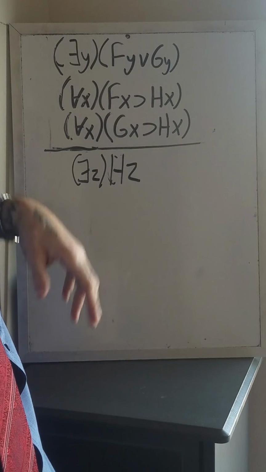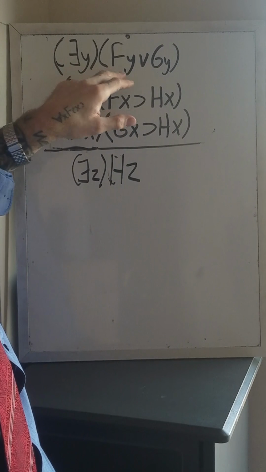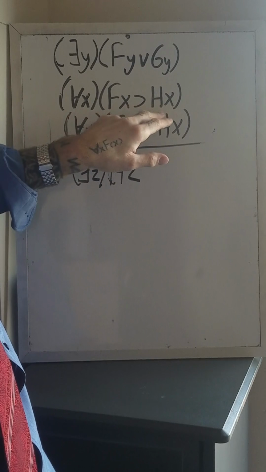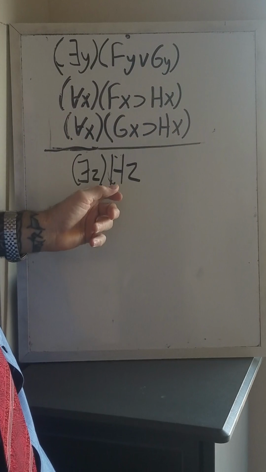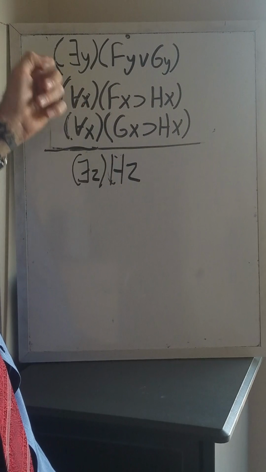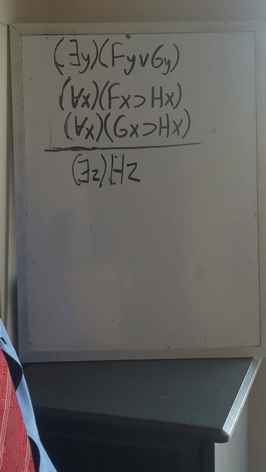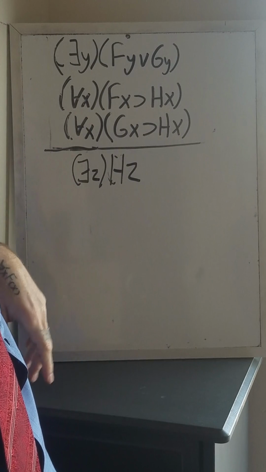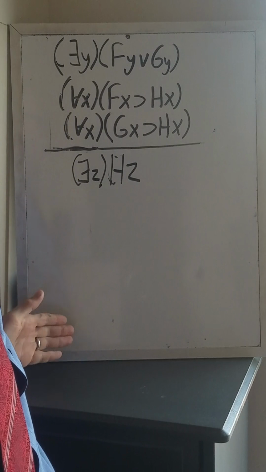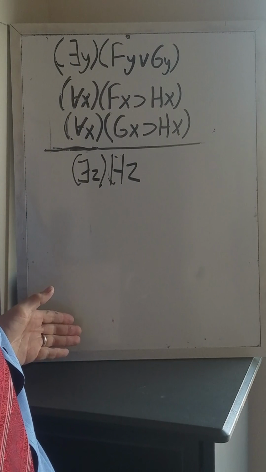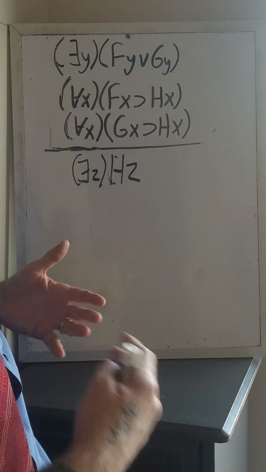And that sounds right. This thing, whatever it is, it's F or G. If it's F, then it's H. If it's G, then it's H. So this thing, whatever it is, has got to be H. Okay? So something is H. All right, so let's try to get a derivation here. If that doesn't work, we'll try to get a counterexample.